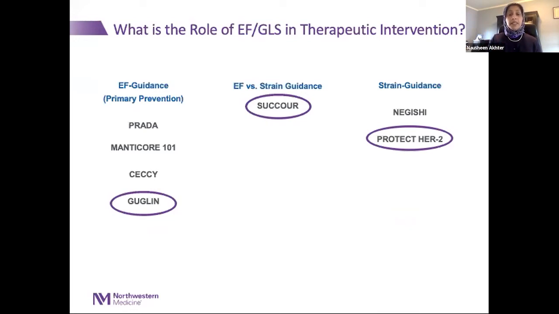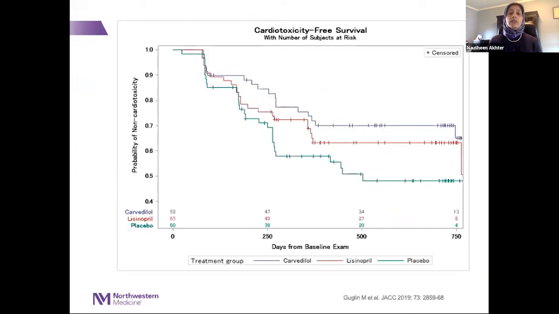And there's very little data on therapeutic intervention with strain guidance. So the Guideline study was a study of 488 women with HER2 positive breast cancer. When they looked at the subgroup that was treated with anthracycline followed by trastuzumab, there was a benefit seen in patients who received either prophylactic carvedilol or lisinopril, the blue line and the red line, as opposed to the placebo group. So there is some evidence for primary prevention in this specific patient subtype.